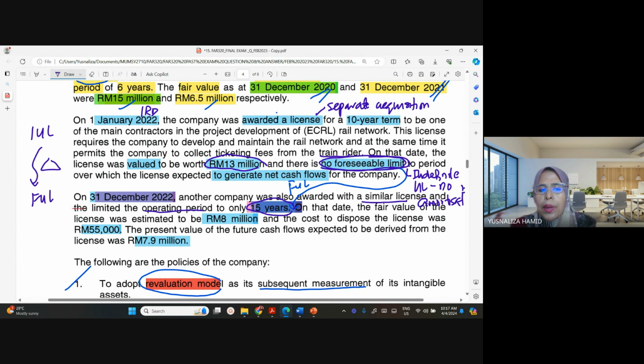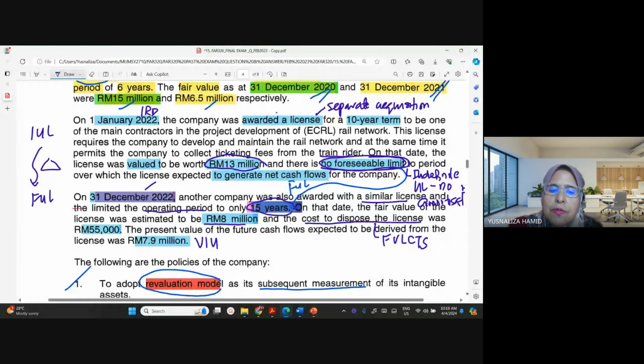And on that date, the fair value of the license on 31st of December was 8 million. Fair value of the license. And you are informed the cost to dispose of the license was 55. Cost to dispose here is actually referring to fair value less cost to sell. So the third paragraph here is telling you some information regarding impairment of the license, where under MFRS 138, if you adopt the cost model or the revaluation model, you can still have your asset tested for impairment. So this company has a fair value less cost to sell of 55 million on the date here, and the present value of the future cash flow expected to be derived from the license. So this is actually value in use.